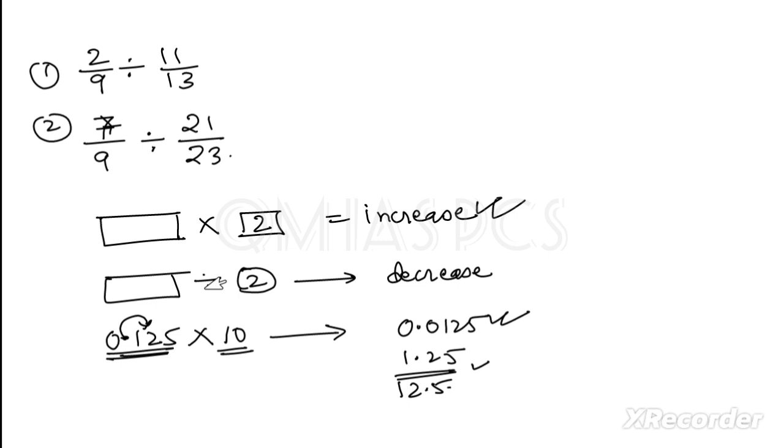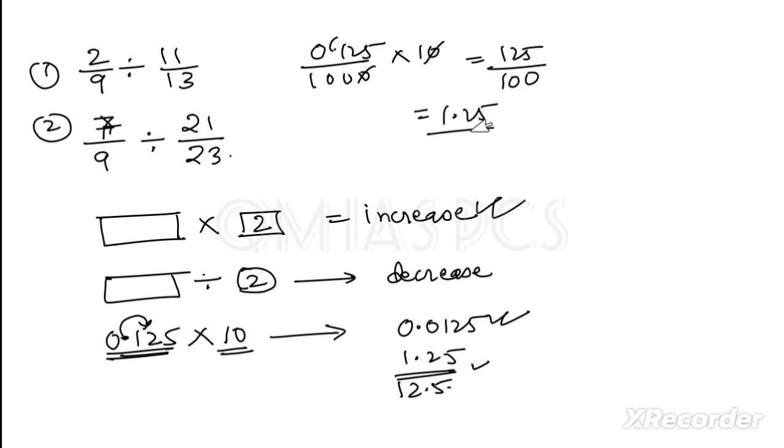This is logic. You can calculate by the formula also, I mean the steps also. 0.125 will be 1000 in the denominator, again multiplied by 10. It is cancelled by 00, so it is 125 by 100. So again we can write 1.25. That's why in calculation we can simply say, when we are multiplying by 10, the decimal will shift towards the right by what number?